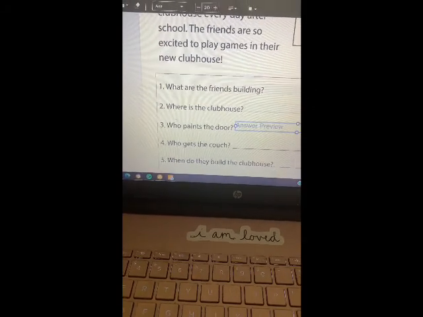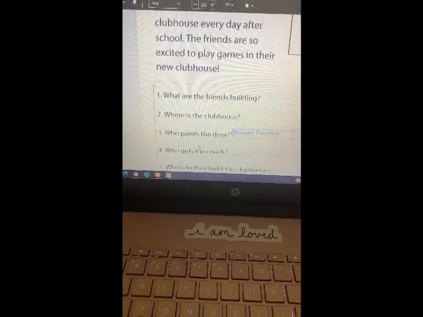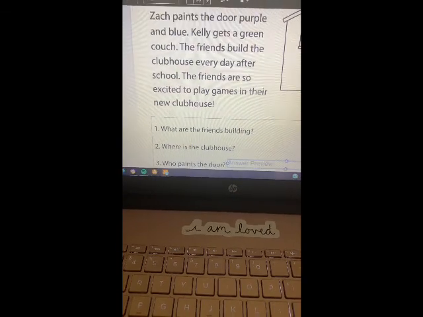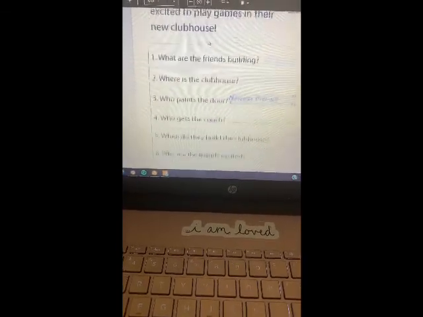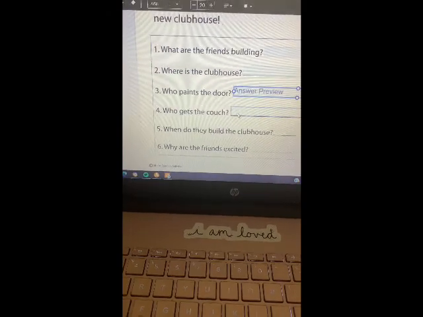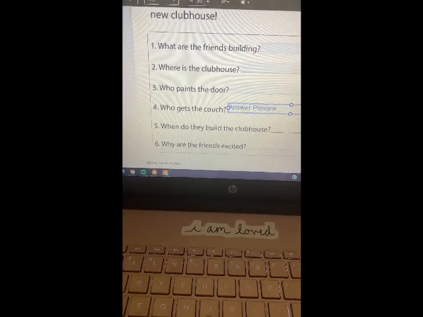Next, number 4, it says, who gets the couch? So another who question. They want to know what person. And it says, Kelly gets a green couch. So here, Kelly.